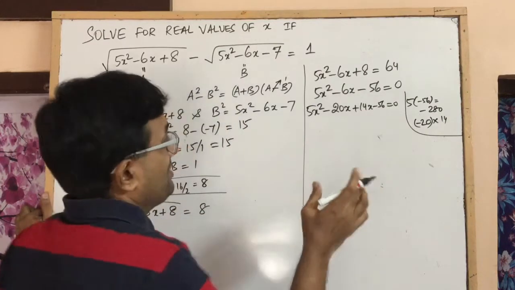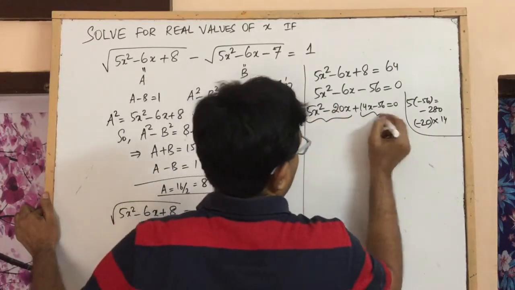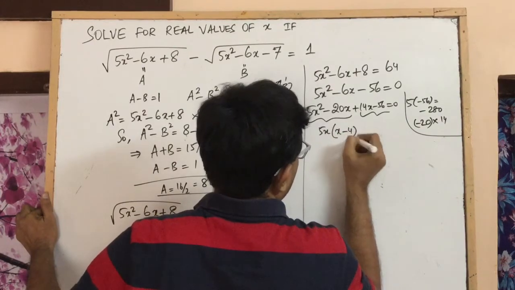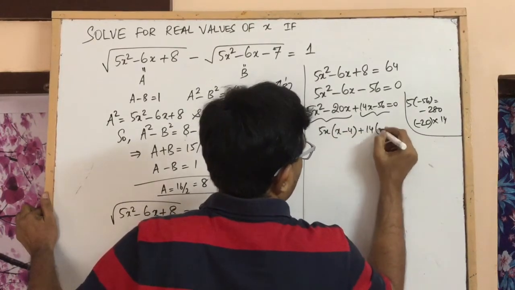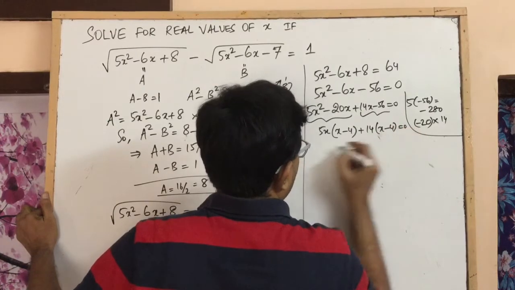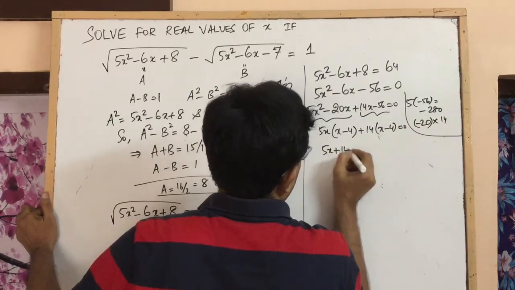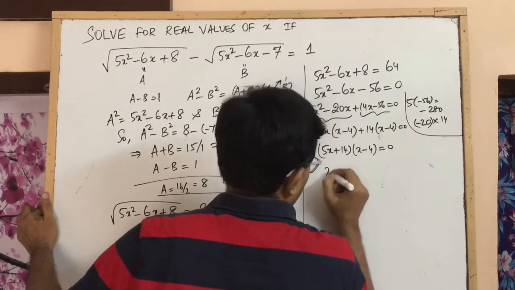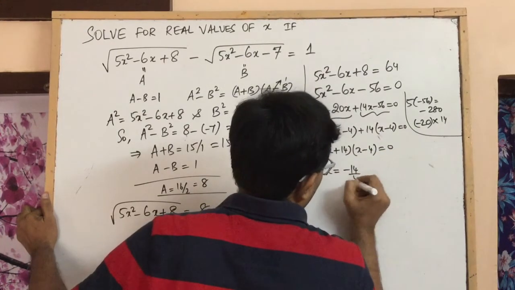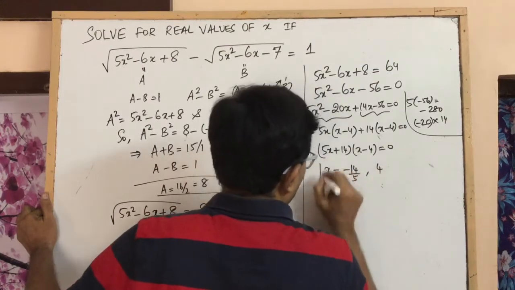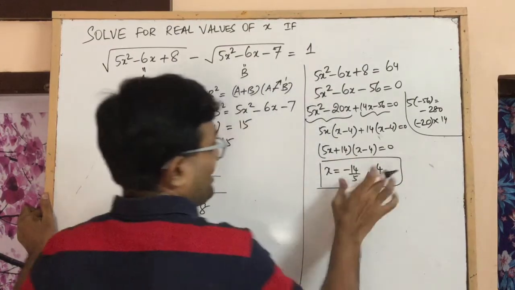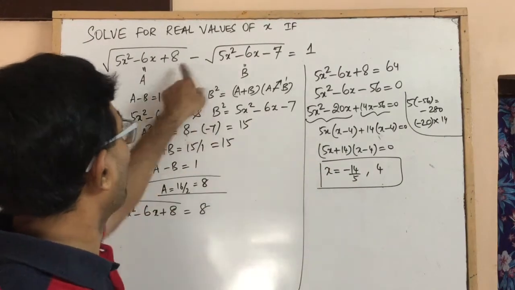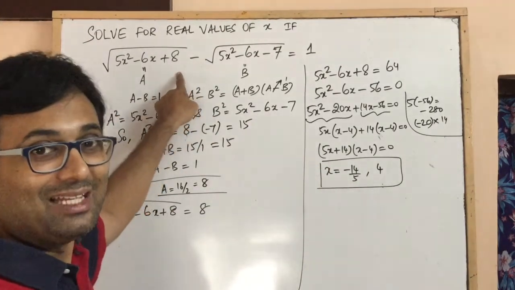So we pull out the common factors from here. So 5x plus 14 times x minus 4 is equal to 0. That means x is either minus 14 divided by 5 or it is 4. Now these are the two solutions, the real solutions that we are looking for.